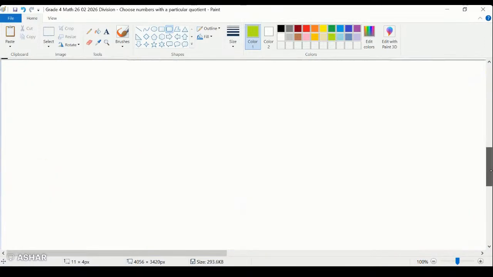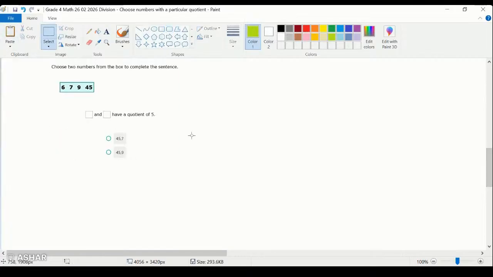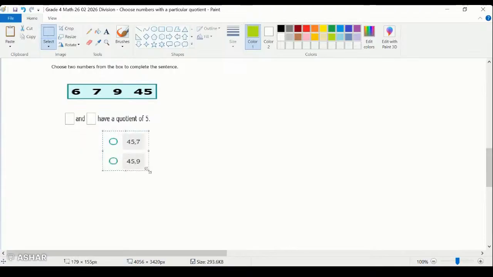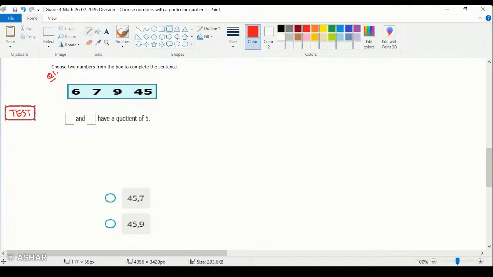Question number 1 from the test says these are the numbers that have been given to us. We need to find the two numbers, and these are the two options given to us. This is option A, option B. What are the two numbers that will have a quotient of 5?